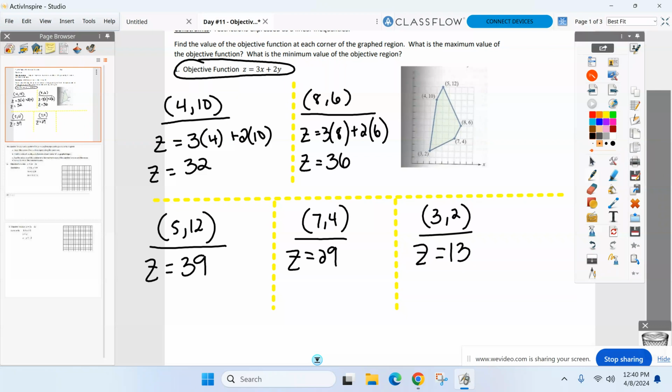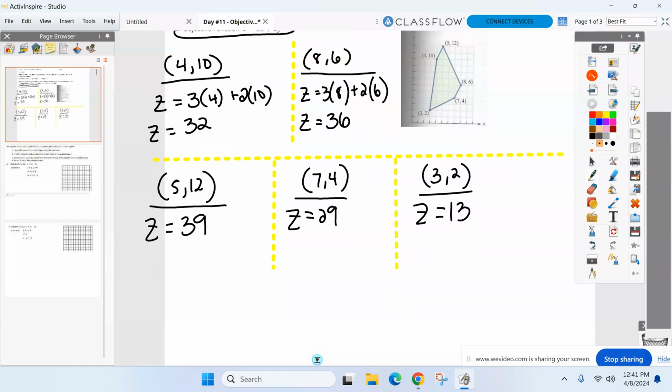Look good? I got 39, 29, and 13 for the other 3. Look good? All right, so let's answer the question now. What's the max value of this objective function? The max value, 39. And the minimum value should be 13. And I just want you finding it today.